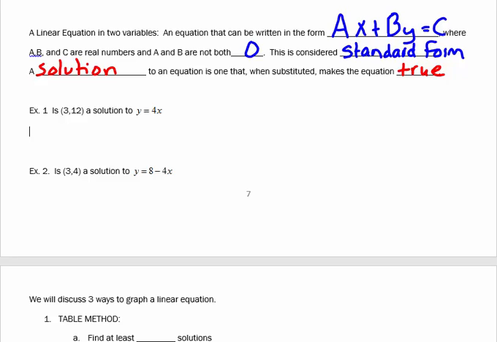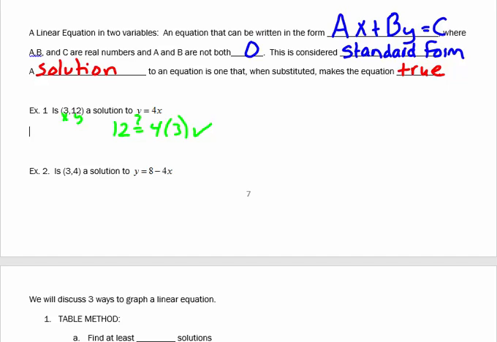Let's look at example 1. It wants to know, is (3, 12) a solution to y equals 4x? Well, 3 would be my x value, 12 would be my y value. Plugging it in, I want to know, does 12 equal 4 times 3? And it does. Now, is that the only solution? No. There's lots of solutions, infinitely many solutions.